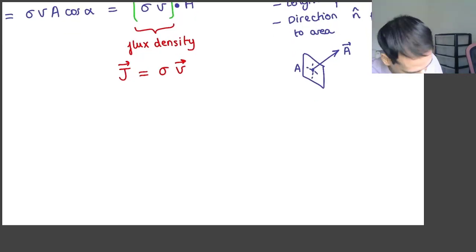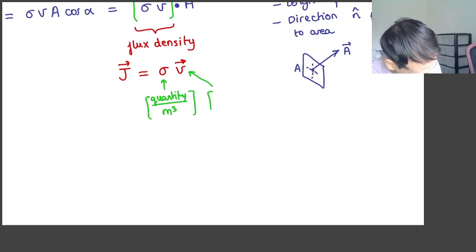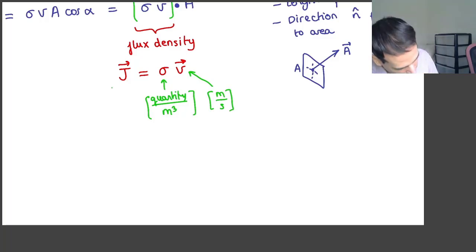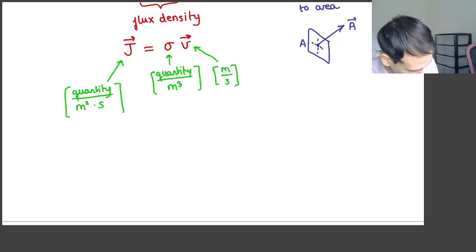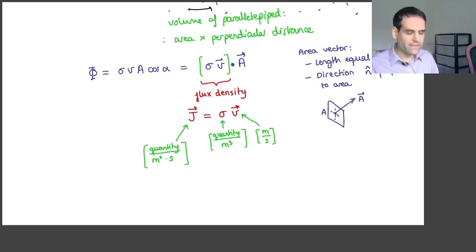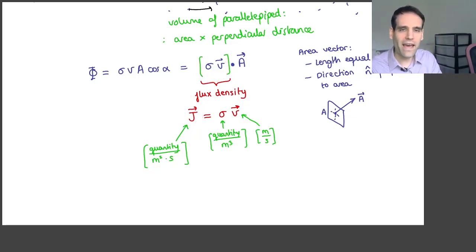Okay? So what are the units of J? So if this is measured in quantity per unit volume, and then this is a vector which is measured in meters per second, then this flux density is measured in units of whatever quantity per unit area per unit time. Okay? So this is a vector that is defined at every point in space, which tells you how much of something is flowing. So this flux density is telling you how much of something is flowing per unit area per unit time at this point. Okay? So it's just the density times the velocity of the things that are flowing. So the density of things that are flowing and the velocity of the things that are flowing.